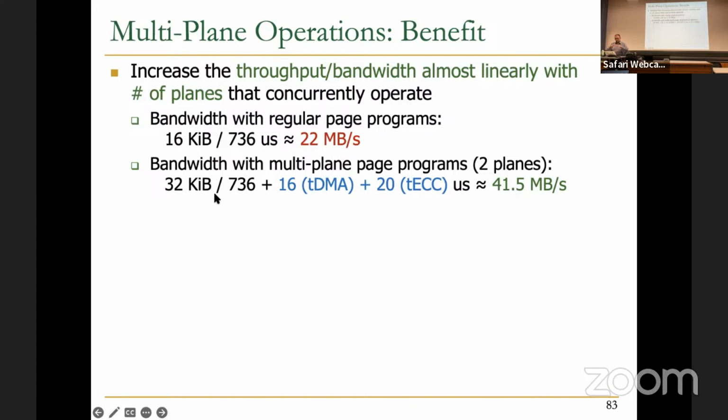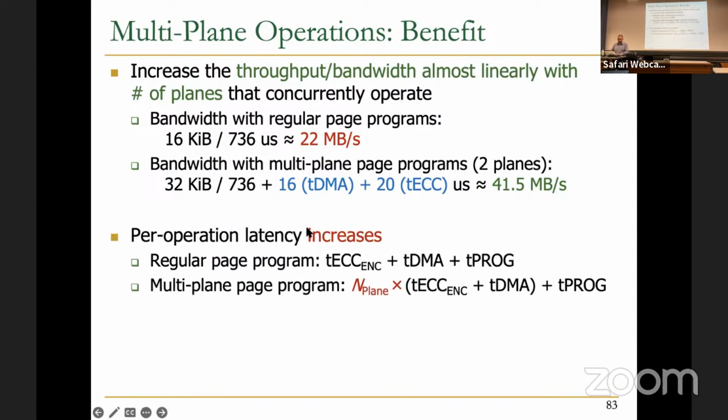You can completely overlap the program latency, which is 700 microseconds. But the other things you need to add to it: you need to spend twice TDMA and twice TSCC. So the formula here is a bit complicated, but essentially 732 is the program latency plus 1 TDMA and 1 TSCC. So you need to also add another TDMA and another TSCC to it. But since you're really bottlenecked by the program latency, you get quite high throughput, almost twice the throughput, with these multiplane operations.